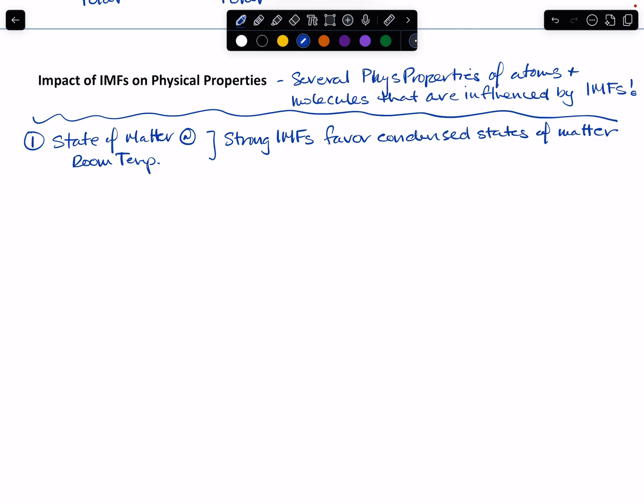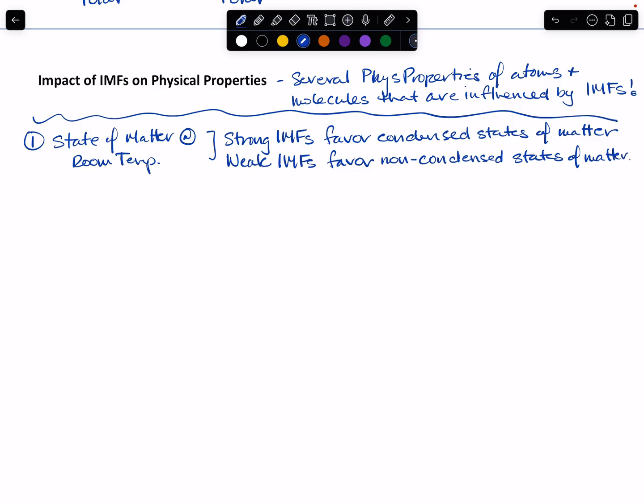So strong IMFs are going to favor those condensed states of matter, whereas weak IMFs favor non-condensed states of matter. All right.